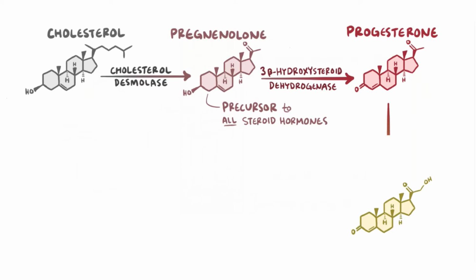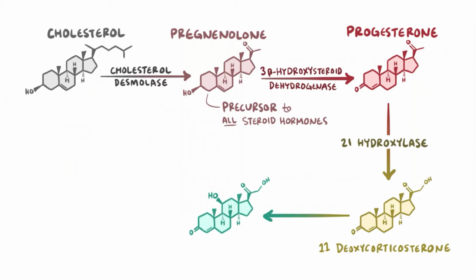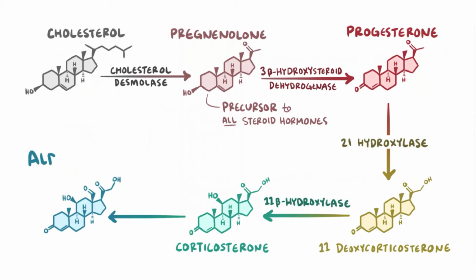Then progesterone is turned into 11-deoxycorticosterone by the enzyme 21-hydroxylase. 11-deoxycorticosterone then gets turned into corticosterone by the enzyme 11-beta-hydroxylase. And finally, corticosterone is turned into aldosterone by the enzyme aldosterone synthase.